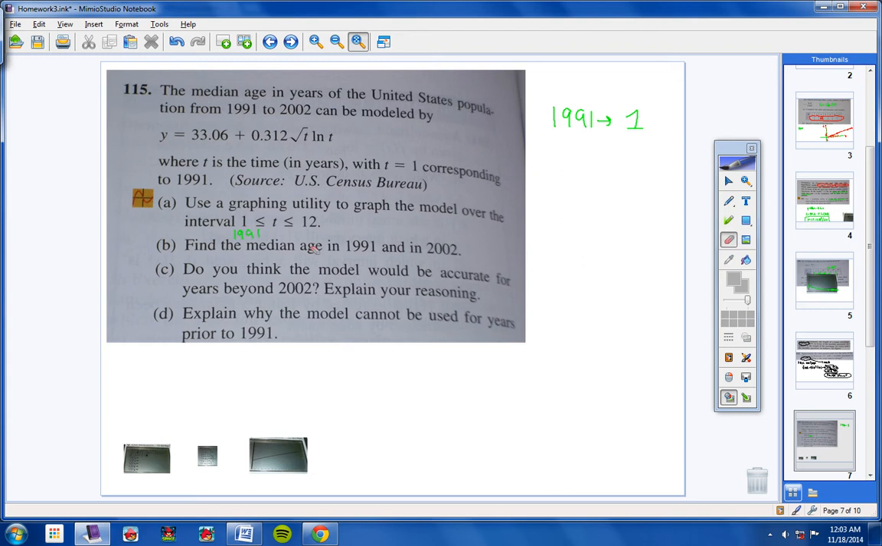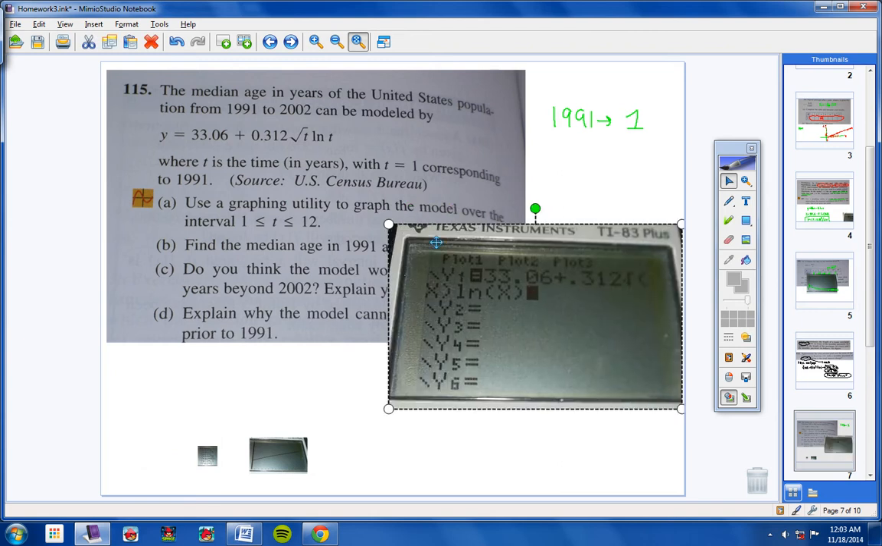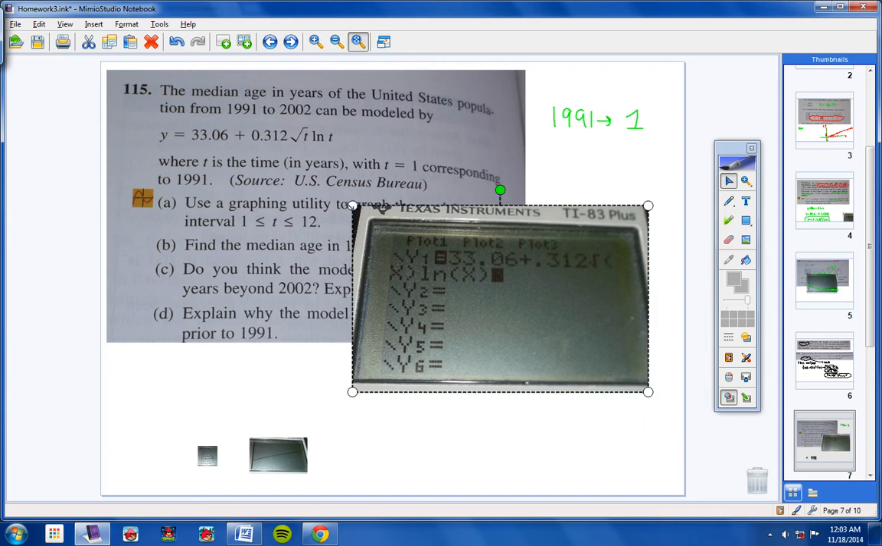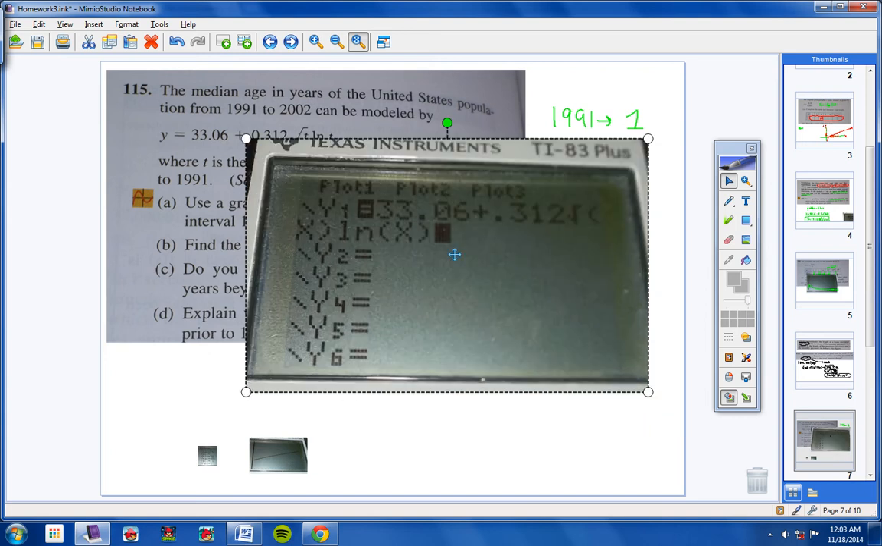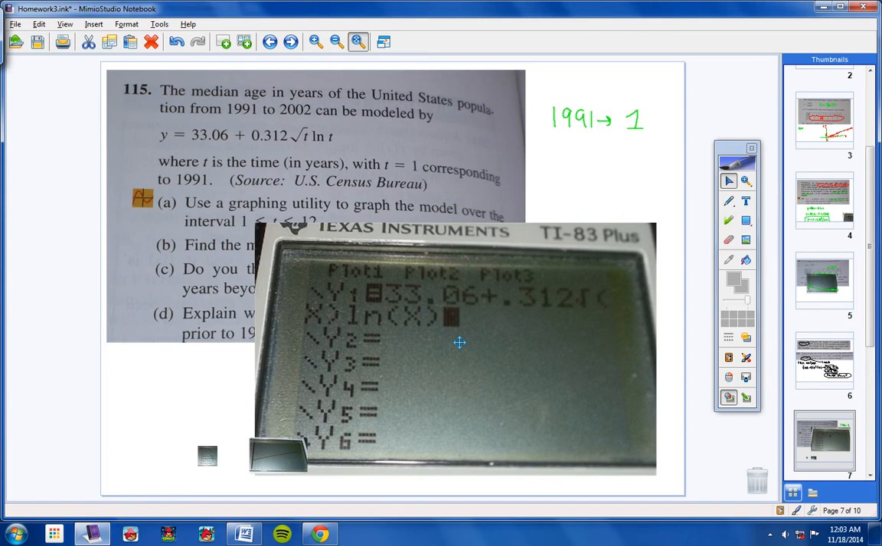Now, first of all, we're going to use a graphing utility to graph the model. So if you type the function into your calculator, it'll look like this right here. Hopefully you can see that okay. Alright, so there it is. You type it in just like it is.